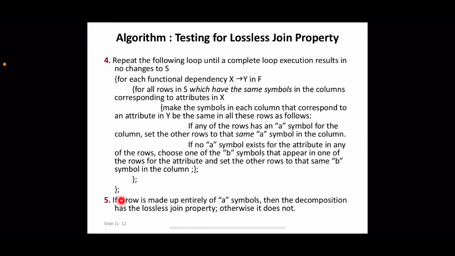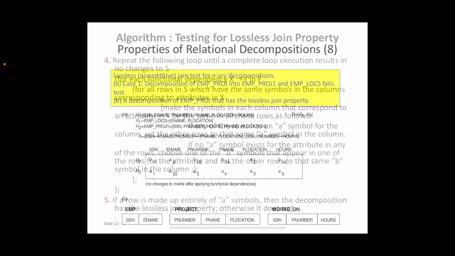Now the last step. We have to repeat this until no changes are made to S. And the last step is, if a row is made up entirely of A symbols, then the decomposition has the lossless join property, otherwise it does not. So after the steps in step 4, if any of the rows in this matrix consists purely of A symbols, we can say that this decomposition is lossless, otherwise it is not. Okay. Now we can see an example.